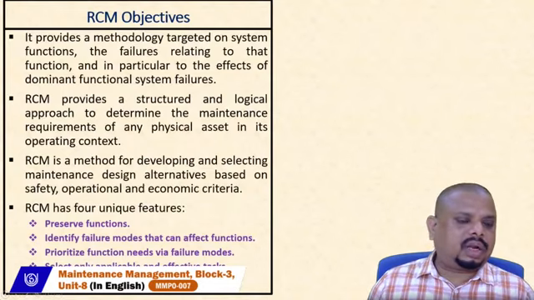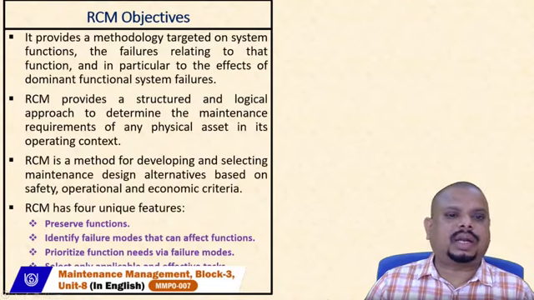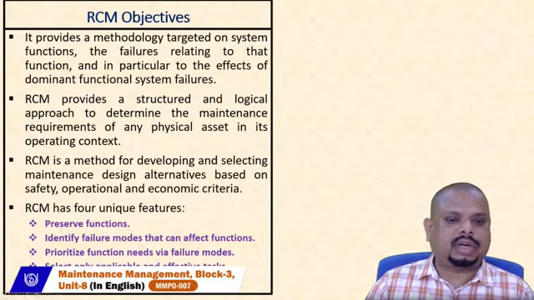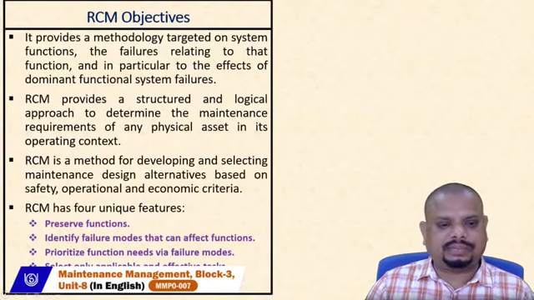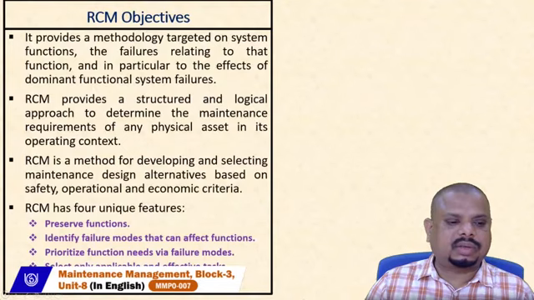So let's understand the different objectives of reliability centered maintenance. It provides a methodology targeted on the system functions, the failure rate relating to the functions, and in particular the dominant function system failures. RCM provides a structured and logical approach to determine the maintenance requirements of a physical asset in its operating context. And RCM is a method for developing and selecting maintenance design alternatives based on safety, operational and economic criteria. So let's understand what the unique features of RCM are.